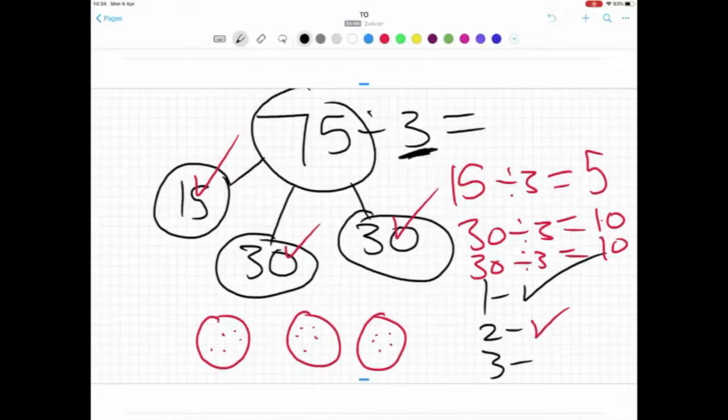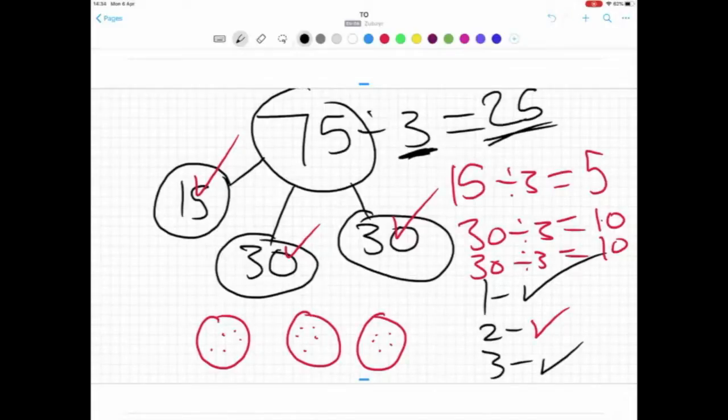Step number 3, add them up. So if I do 10, add 10, I've got 20, and I'm going to add 5 more to make 25. Give yourself a pat on the back if you got 25. Well done.